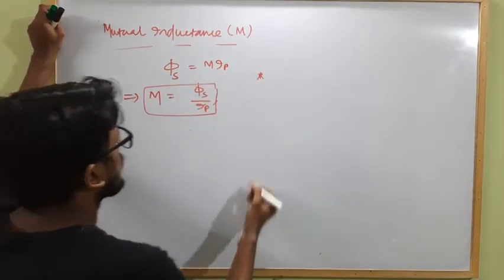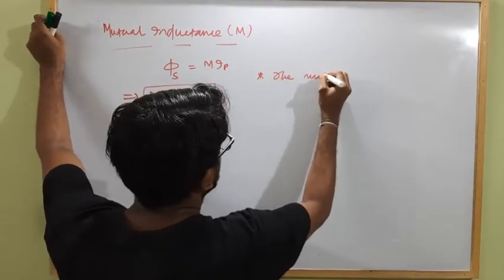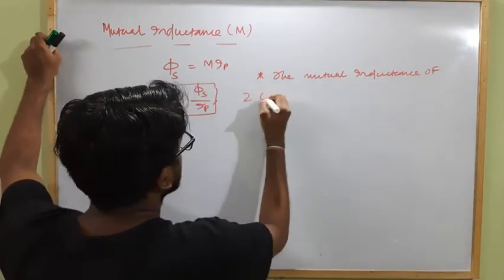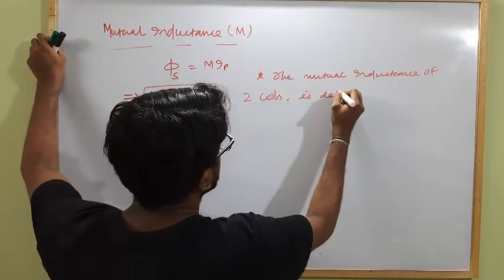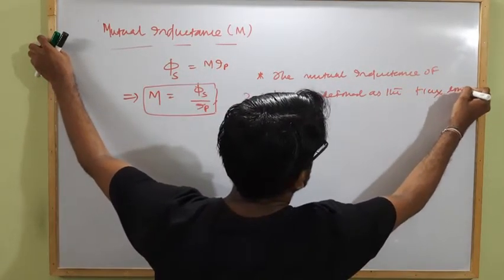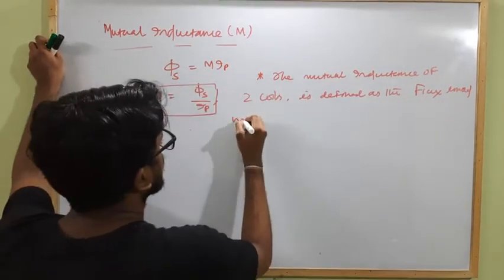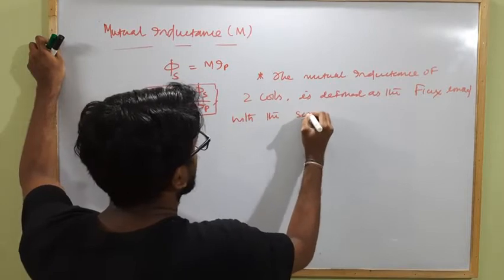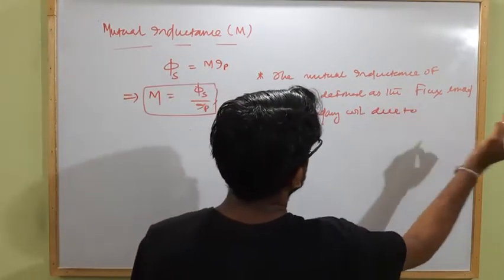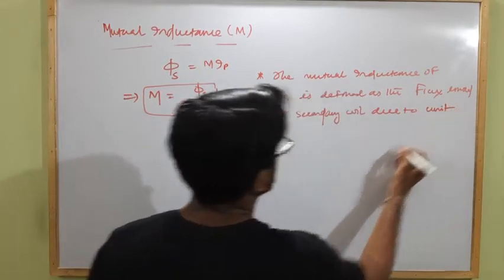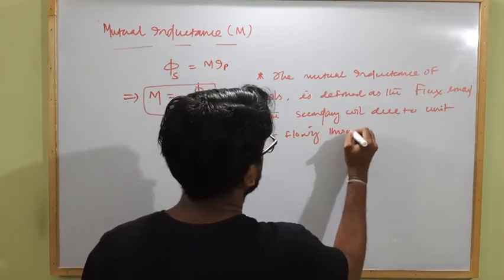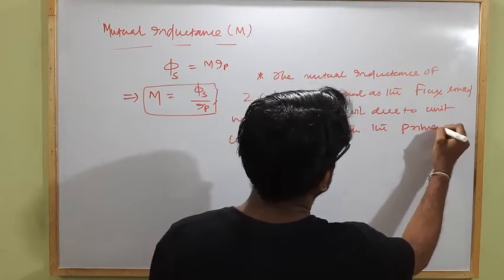So here we can write its definition. The mutual inductance of two coils is defined as the flux linked with the secondary coil due to unit current flowing through the primary coil. Okay.